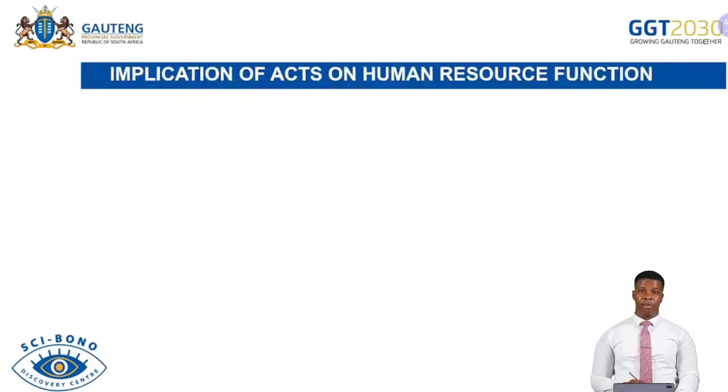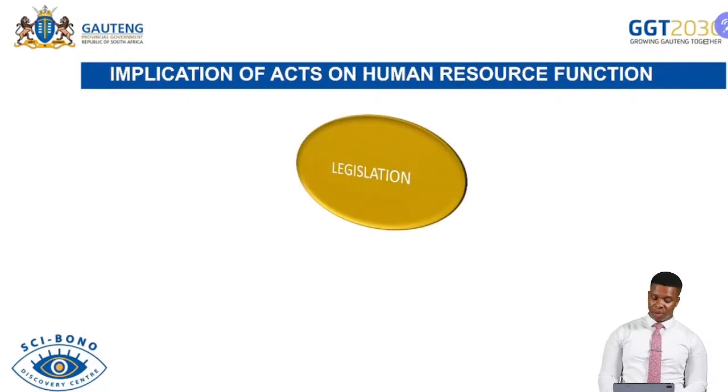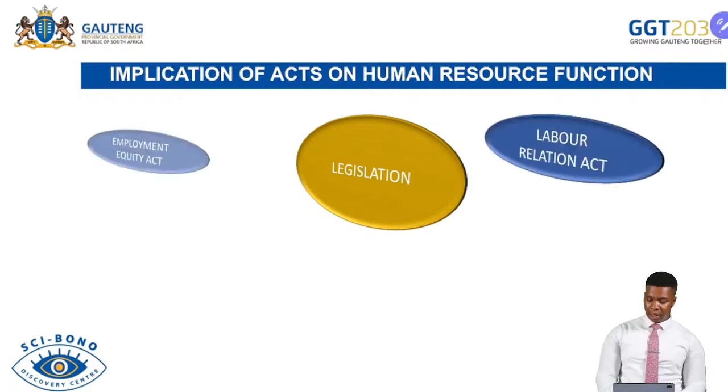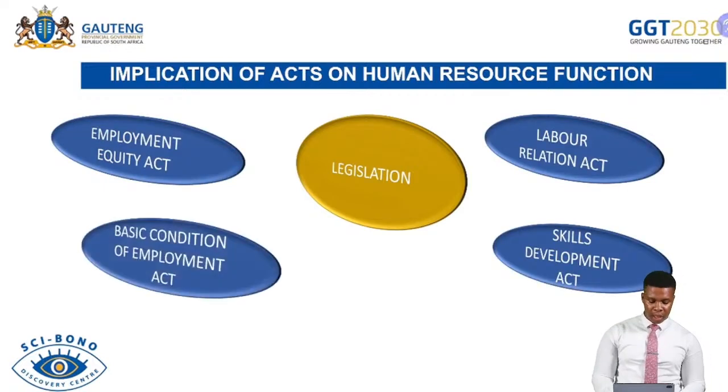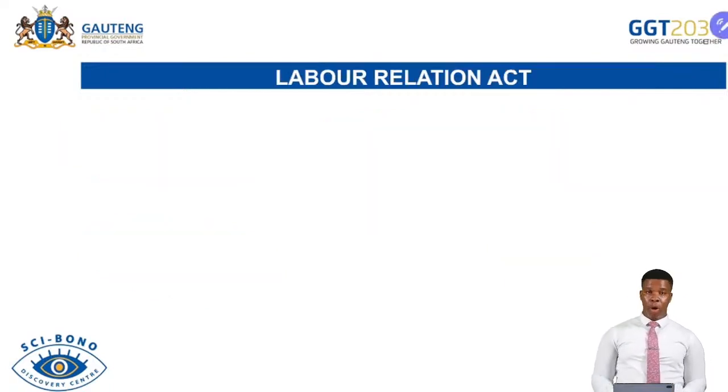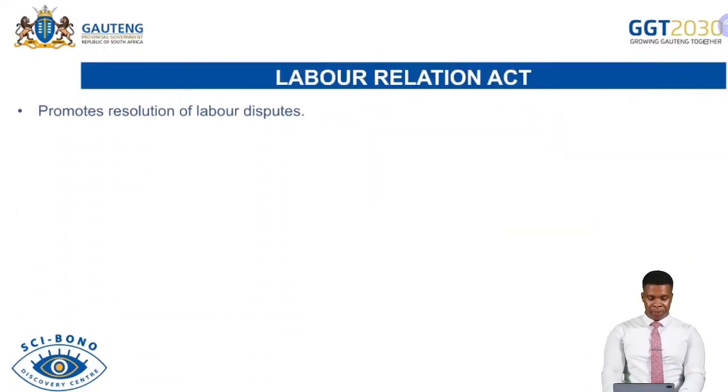Now, we have the implications of the human resource function. This is the last part of our human resource. To say, as a human resource, you are implicated to know the labor laws. We only focus on four labor laws here that have a direct influence on workers. We have the Labor Relations Act, we have the Employment Equity Act, we have the Skills Development Act, and the Basic Conditions of Employment Act. Let's see how these labor laws implicate the business or the human resource manager.